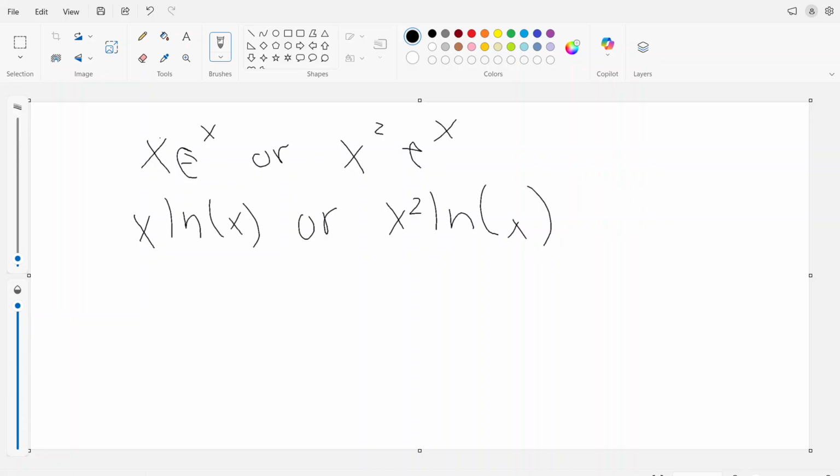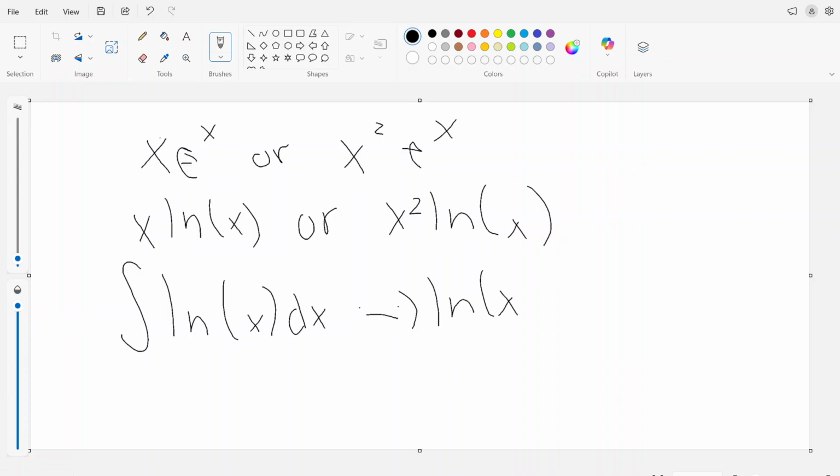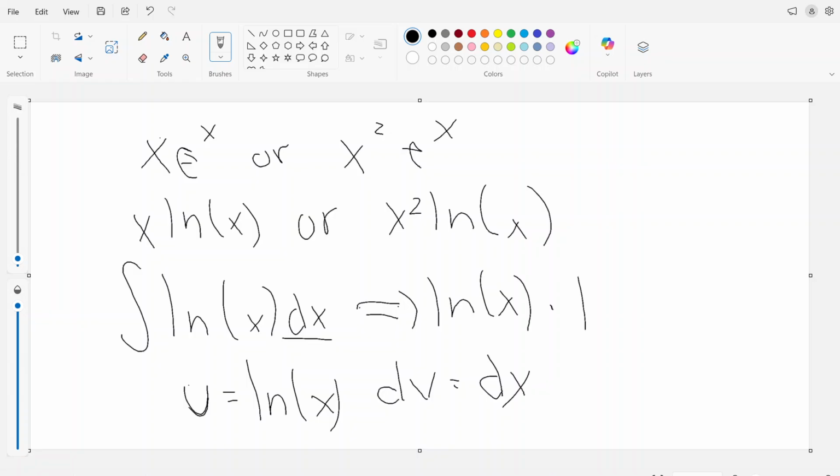And the third thing is when we see a logarithm by itself. So for example, when we see the integral of ln of x dx and logarithm just by itself, use IBP. What we treat this as is ln of x times 1. So when we treat this as ln of x times 1, our u will be our logarithm because of LIATE rules. So our u will be our logarithm, and our dv will just be our dx, what's left over. So these are the three main cases in which you will have to use IBP on your exam.